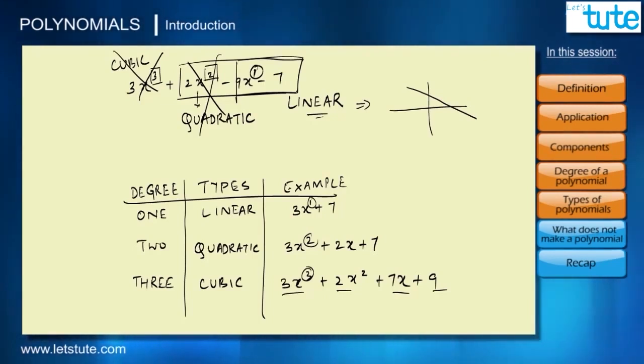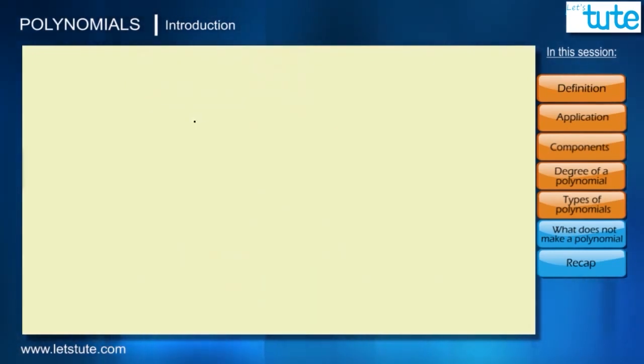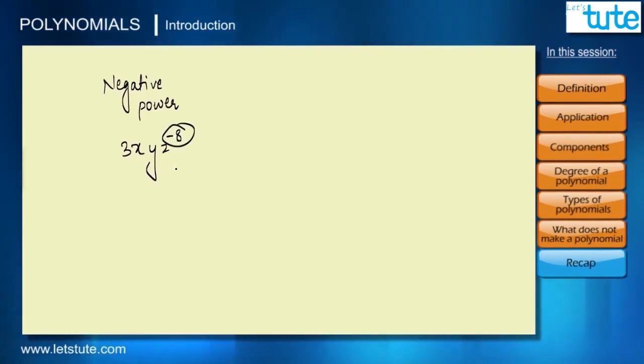But is there a way to identify a polynomial? Can there be something which will not make a polynomial? Yes, there are certain things which don't make a polynomial. Something like a negative power. What do I mean by that? Let's consider a term 3xyz raised to the power minus 8. Over here we have a negative power which is not allowed when we want to make a polynomial.